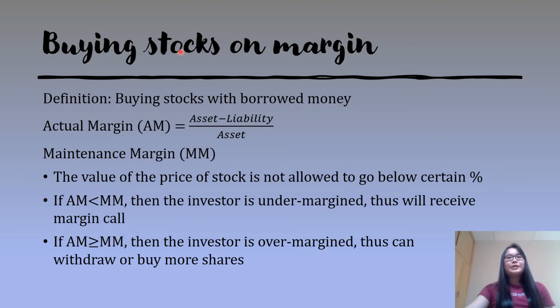Okay, so let's discuss buying stocks on margin. The definition is buying stocks with borrowed money. We recall AM equals equity, which is asset minus liability, divided by asset. Next, we introduce maintenance margin, MM. The brokerage firm does not allow the value of the price of stock to go below a certain percentage, so we need MM as the benchmark. If AM is smaller than MM, then the investor is under margin, and will receive a margin call. If AM is larger than or equal to MM, the investor is over margin, so they can withdraw or choose to buy more shares.